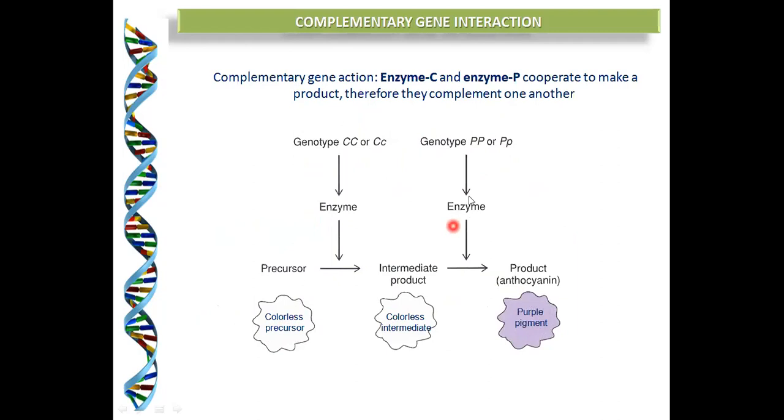So the conclusion is that when dominant C and P both are present, they cooperate, they work together to produce one product. That product is the purple color flower. So they work together, and we call that type of interaction complementary gene interaction.